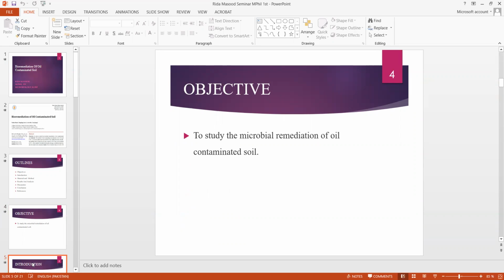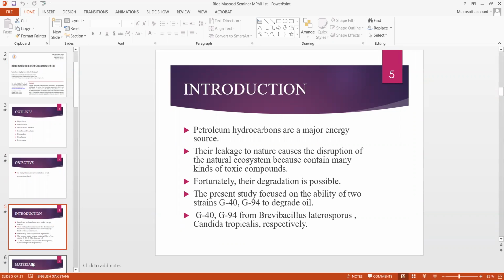Now let's come to the introduction, which says that petroleum hydrocarbons are a major energy source, but they cause leakage and disturb the natural ecosystem because they produce different kinds of toxic compounds which are harmful to humans and the environment. But we are fortunate that their degradation is possible, otherwise life on Earth would be impossible.